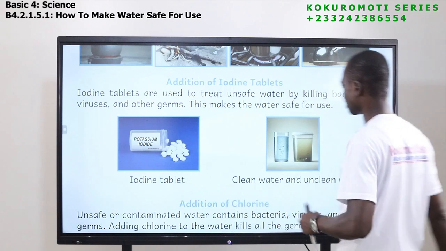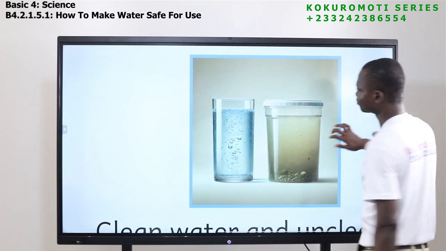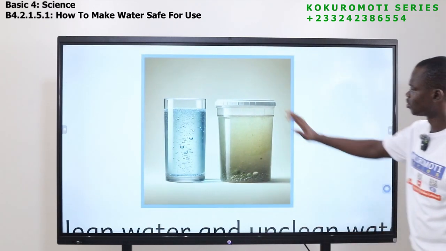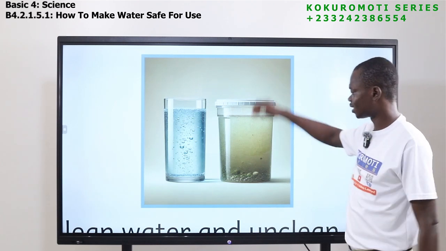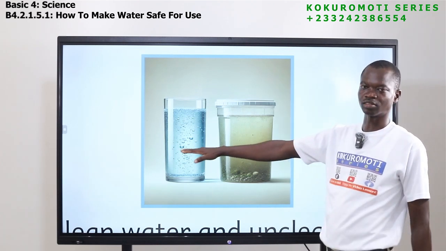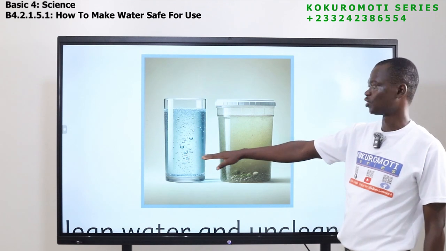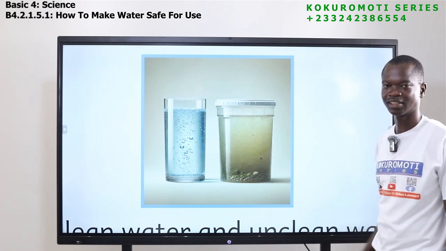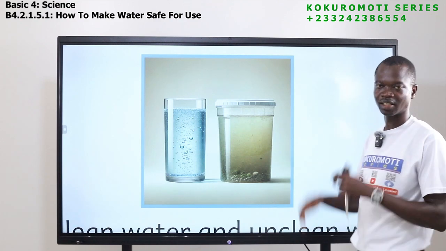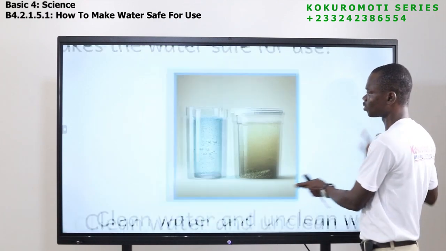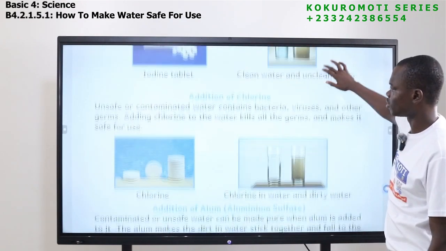So this is the tablet. And if you look at this, look at how dirty this water is. Now, if you put the tablet in it, it will turn to something like this. So all the dirt will be settled at the bottom, and then you have your clean water, and the germs in the water too will be killed by the iodine.